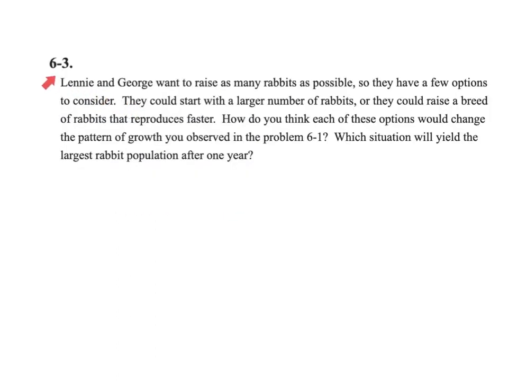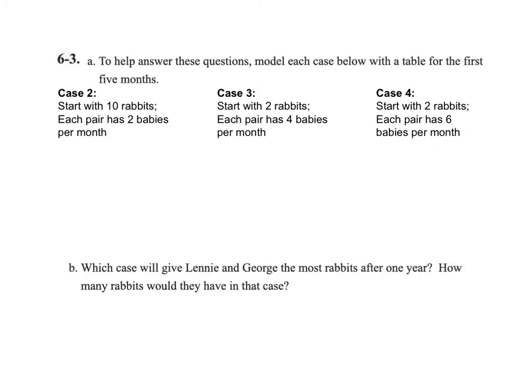So thinking to yesterday and talking about Lenny and George and their rabbit farm, question 6-3 kind of builds on that. So it says this: Lenny and George want to raise as many rabbits as possible, so they have a few options to consider. They could start with a larger number of rabbits, or they could raise a breed of rabbits that reproduces faster. How do you think each of these options would change the pattern of growth you observed in problem 6.1, and which situation will yield the largest rabbit population after 1 year? So they give us 3 cases here. Let's take a look at these cases.